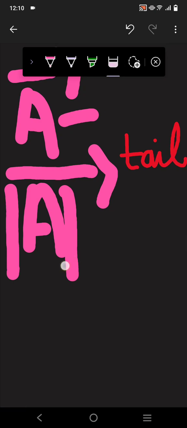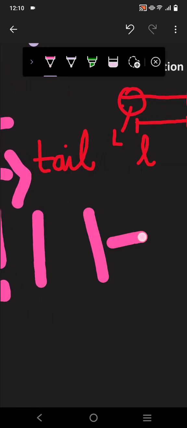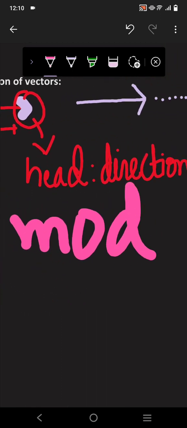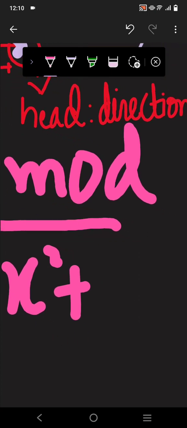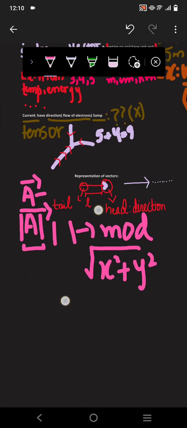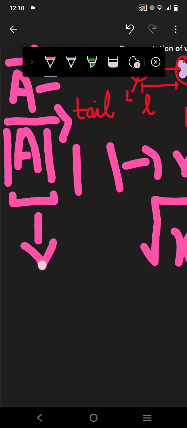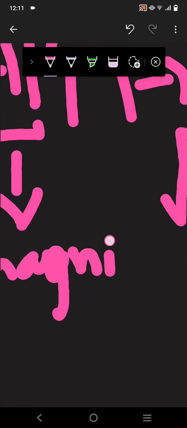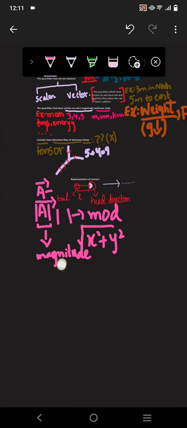If I talk about this modulus, these two brackets are known as modulus, which we usually study in mathematics. You can say mod as well, and the formula is the square root of x squared plus y squared. It's just extra info, you can note it down. So what is the mod used for? Magnitude. I hope that is clear.